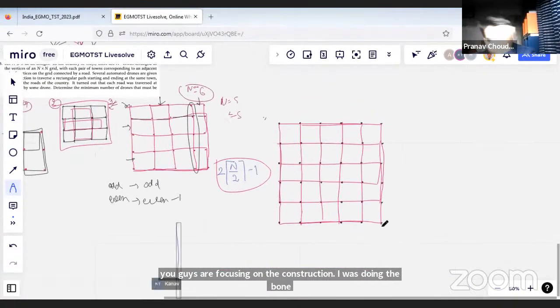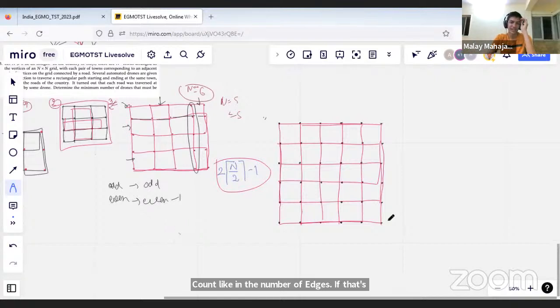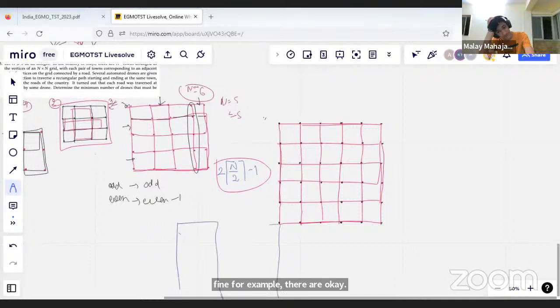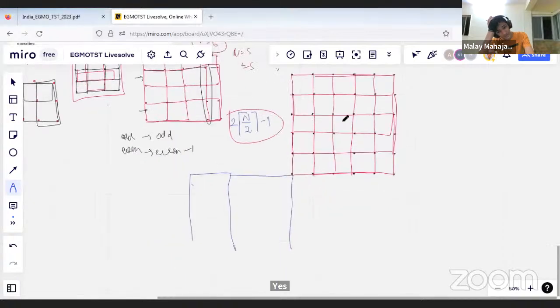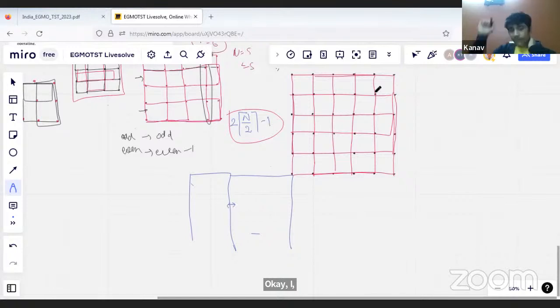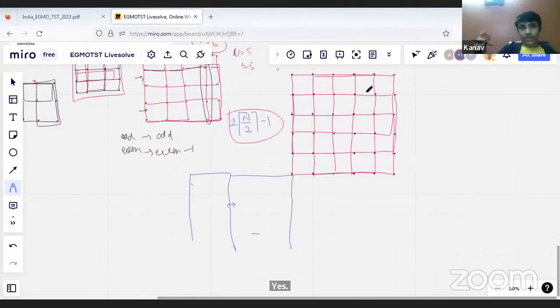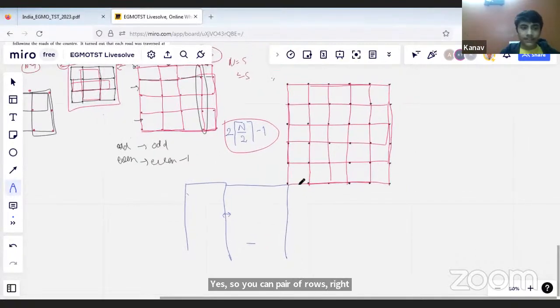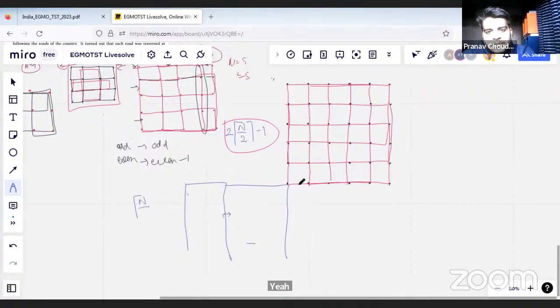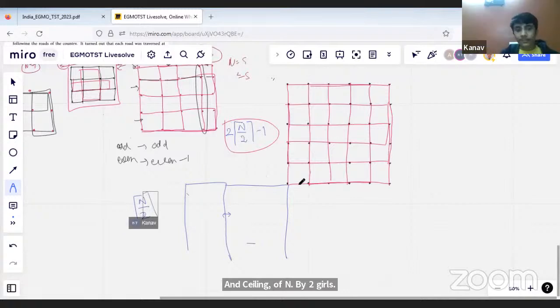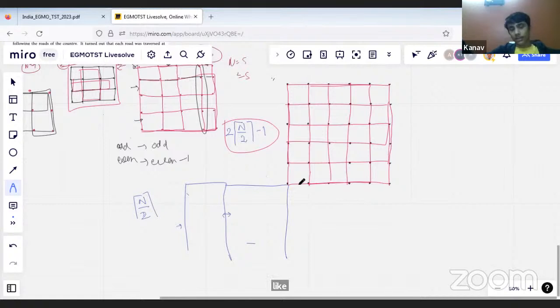Can we count the number of edges, if that's fine? But wait, if you have something like this, you can merge it. Okay, I guess we can prove the bound, if we can prove that one side of each rectangle is at least n. How do we prove that? You can pair rows, so you would have ceiling of n by 2 pairs, and ceiling of n by 2 columns. And you can't have anything like this: 2 rectangles can't fully cover a column, otherwise you could have just merged these 2 rectangles.